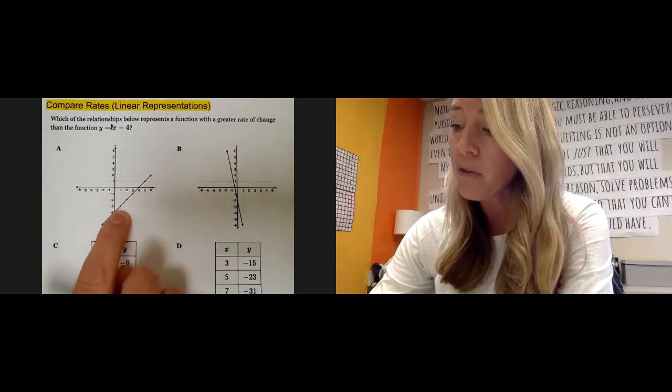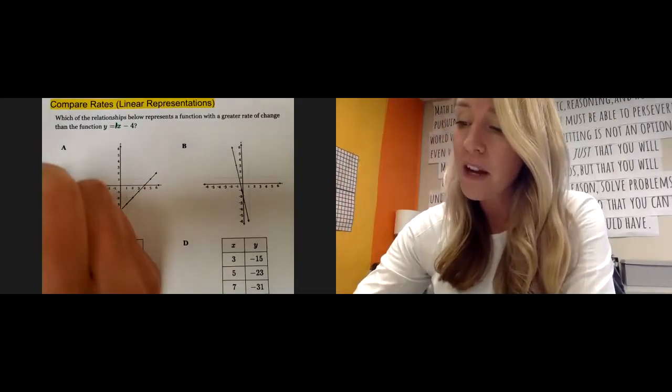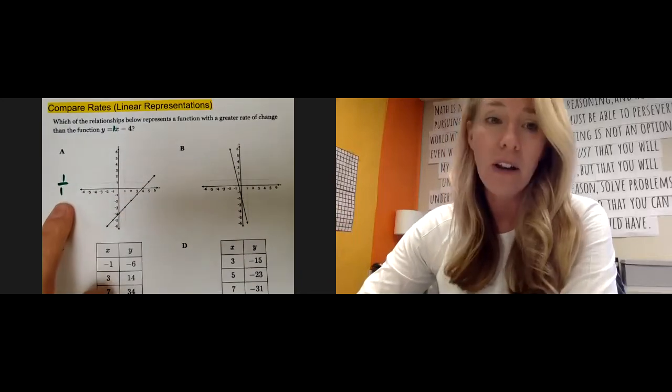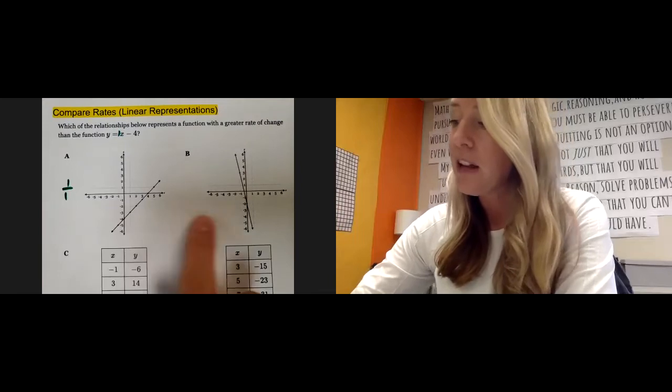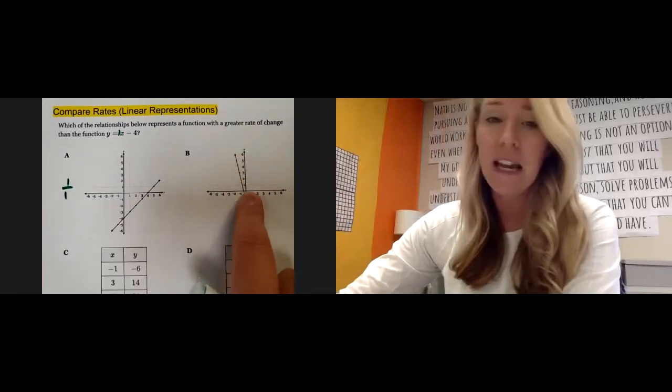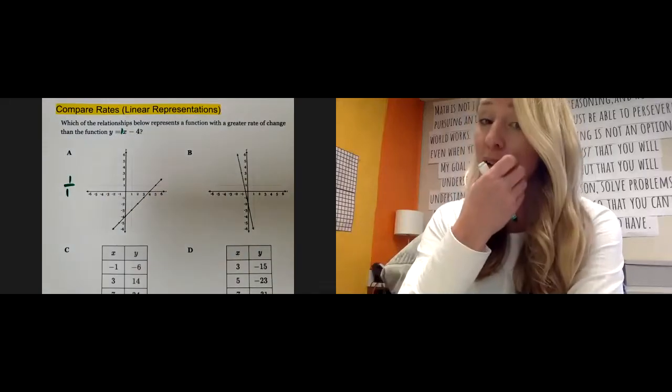So if I go up and over, I go up 1 over 1, up 1 over 1. Well, my slope there is 1 over 1. That's 1. That's equal to that. Okay, so not different, equal. This one, I can tell you right now, it's going to be negative. It's going to be a smaller number, so it's not going to be bigger than 1.